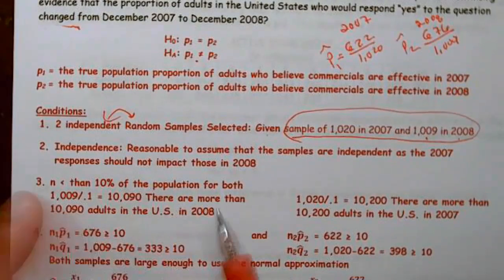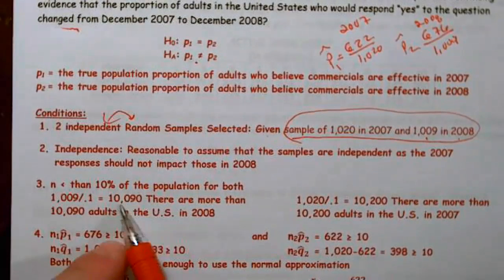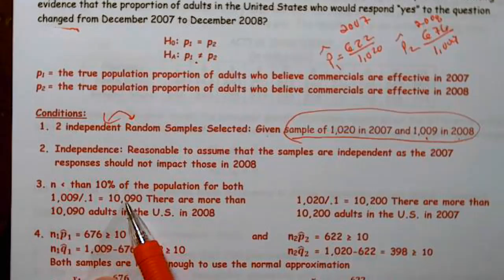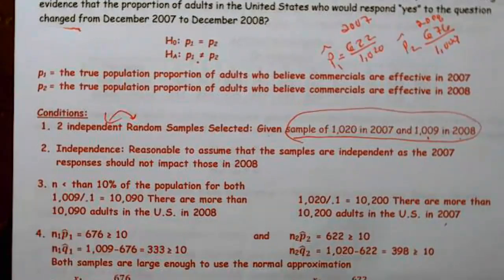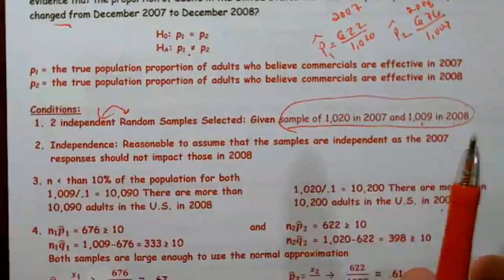We have to make sure that it's less than 10% of the population. So divided by 0.1, we get 10,090. We know that there's more than 10,090 adults in the U.S. And for 2007, divided by 0.1, we get 10,200, and we know that there's more than 10,200 adults in the U.S. So both of those were satisfied. That was fairly easy.